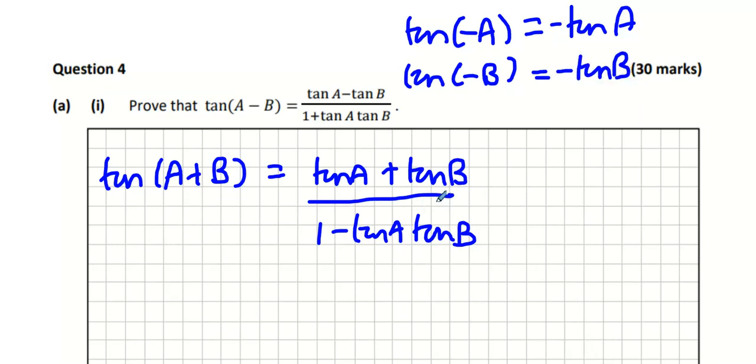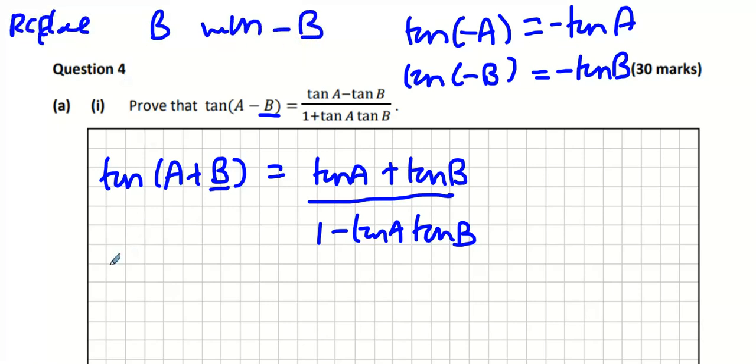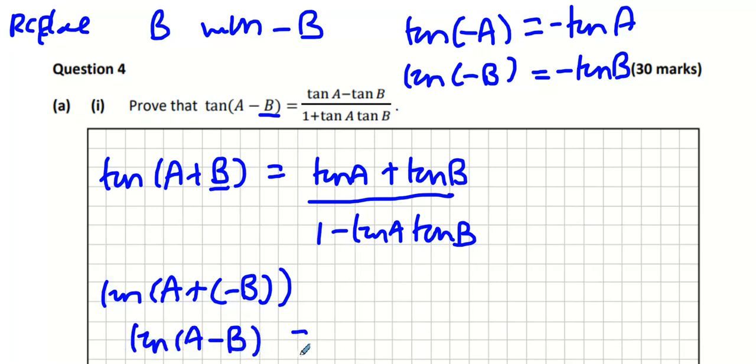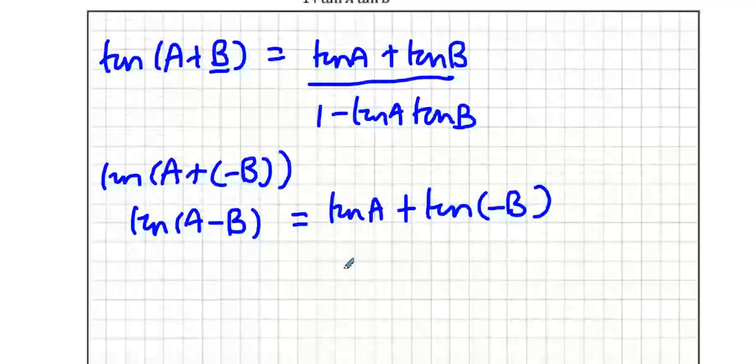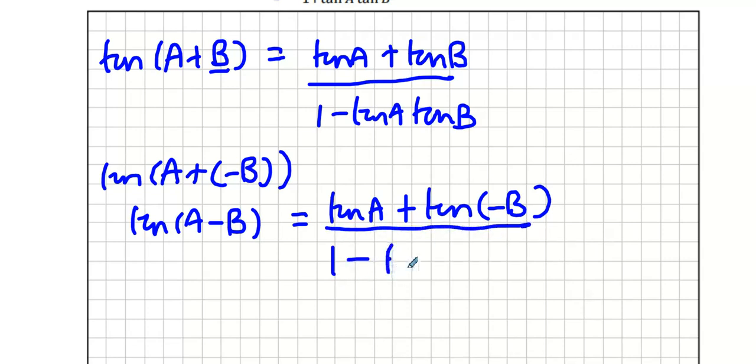And the simplest one I found is to replace B with minus B. So replace B with minus B is what you're going to say. And then you're going to have tan(A + (-B)), and plus minus is a minus, so it's just going to be tan(A - B). And it's going to feed into this as well, because it's going to be tan A plus tan(-B), and then underneath, it's going to be 1 minus tan A, and then once again, tan(-B).